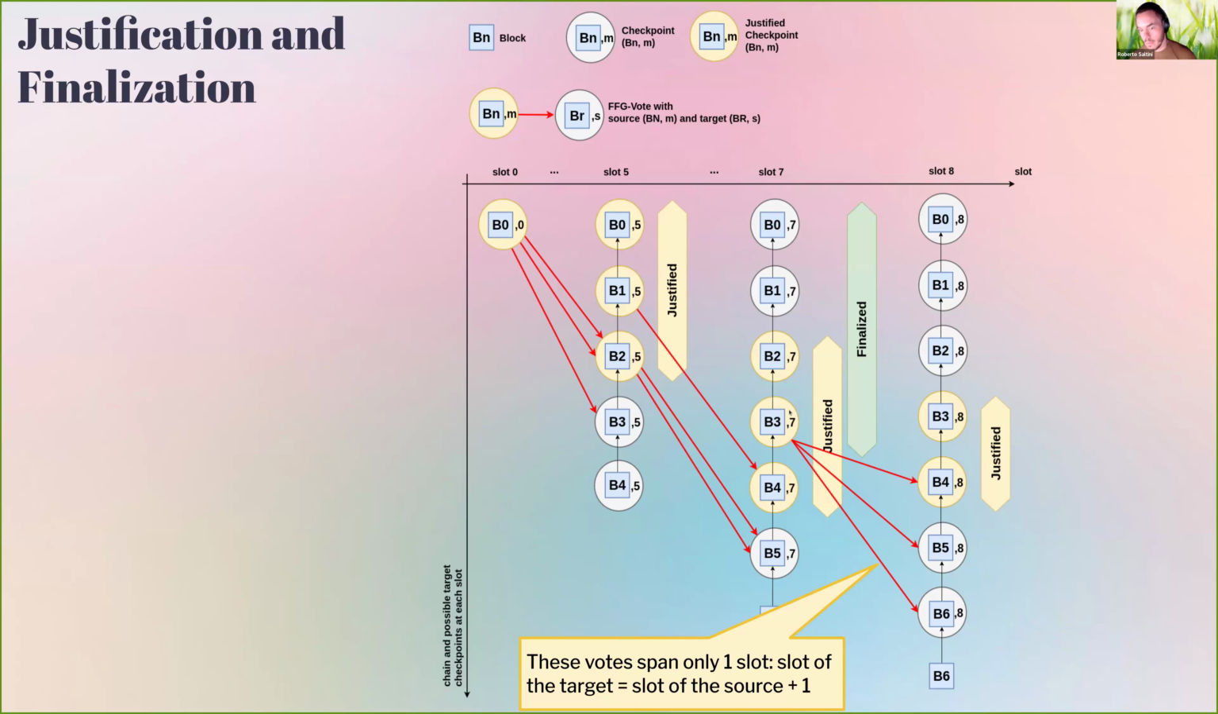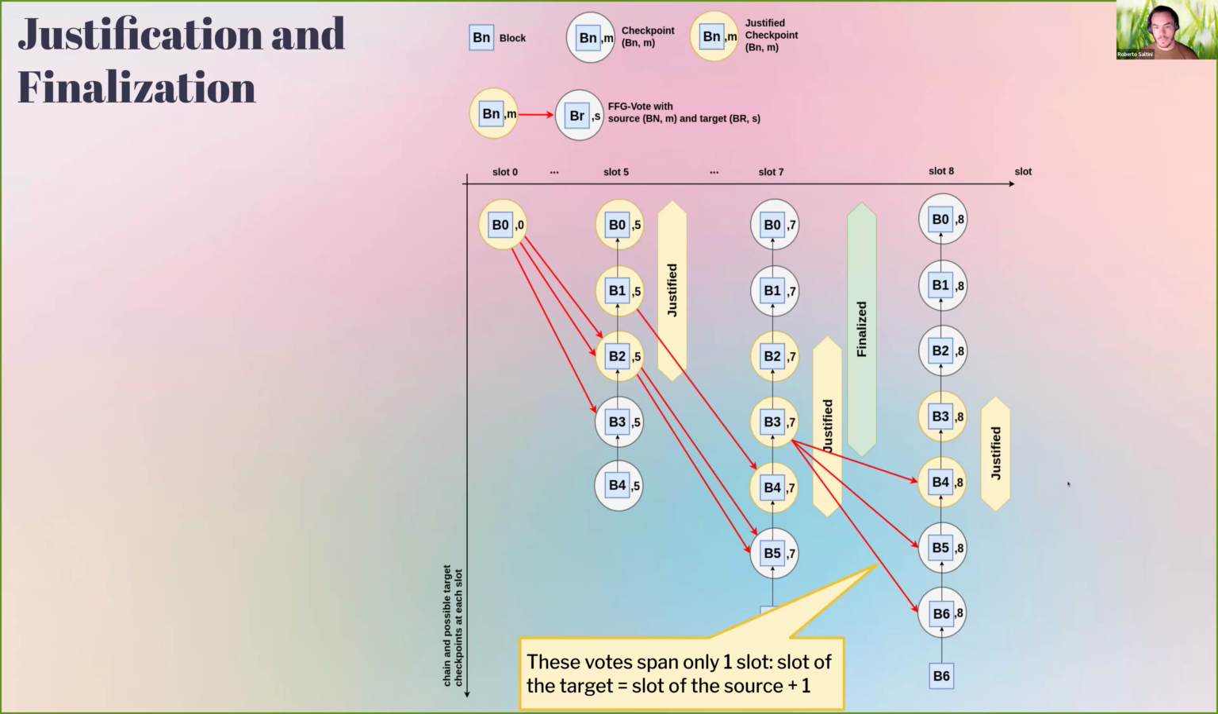Again, in Gasper, this wouldn't be the case because Gasper requires source and target to be the same, but we weaken this condition and we allow the targets to potentially be different. As long as the only requirement essentially is the same source and the slot of the target must be one higher than the slot of the source.